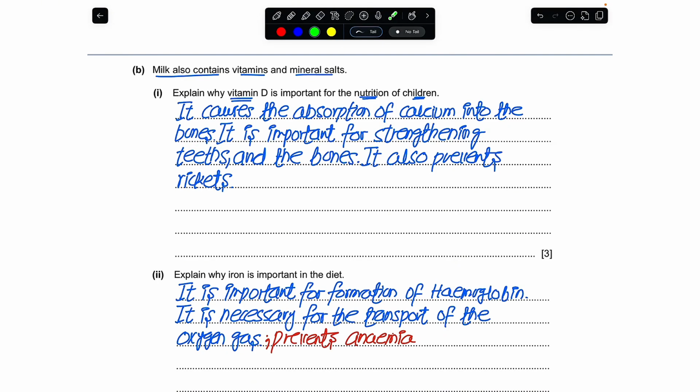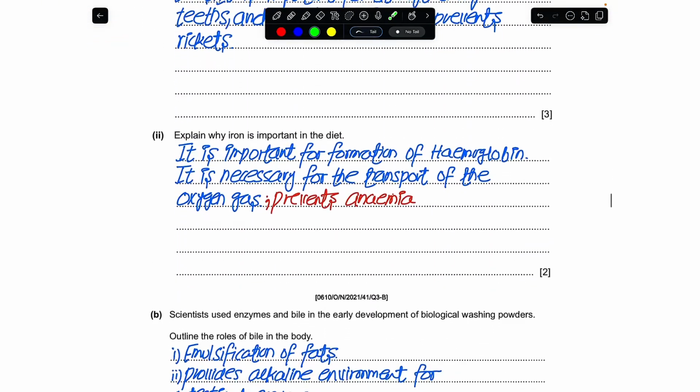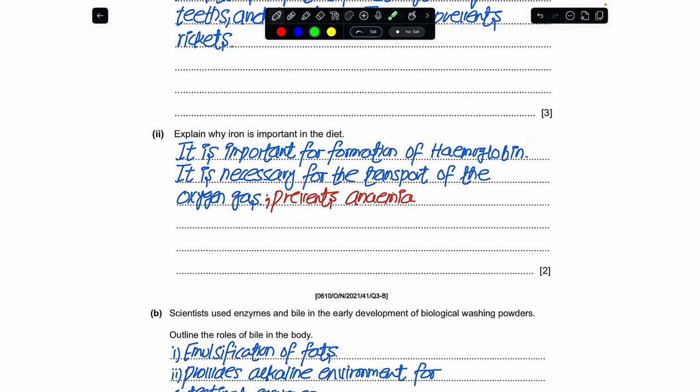If there is a deficiency of vitamin D, then the infants or the children suffer from rickets, where their bones become soft and they tend to bend under the weight of the body. So if vitamin D is available in the diet, it would prevent these children from getting rickets. And then for another 2 marks, the examiner wants you to tell him the importance of iron in the diet.